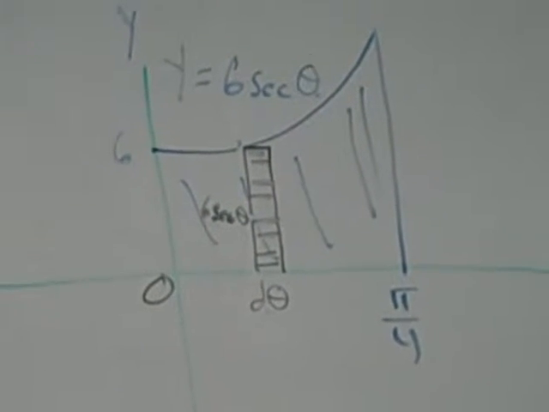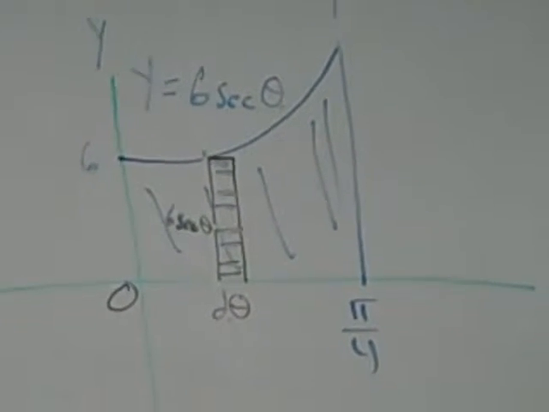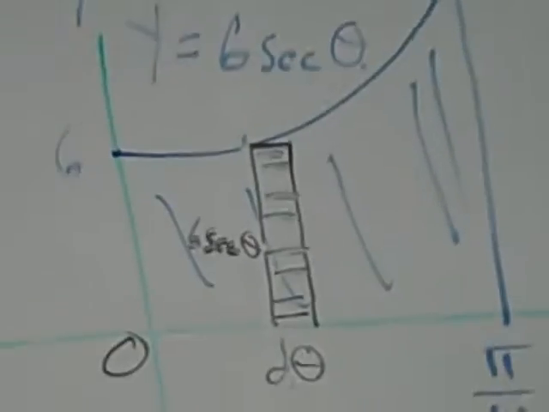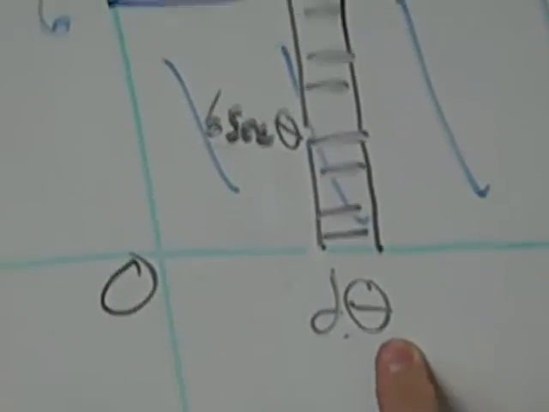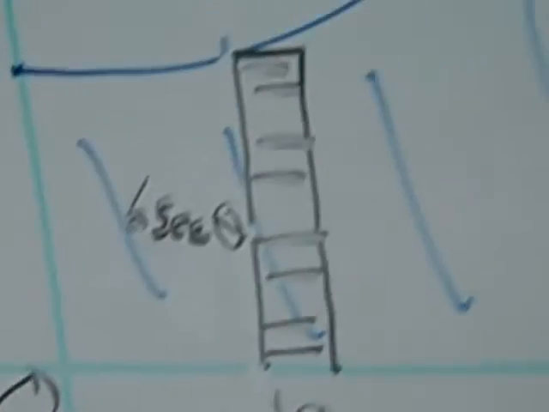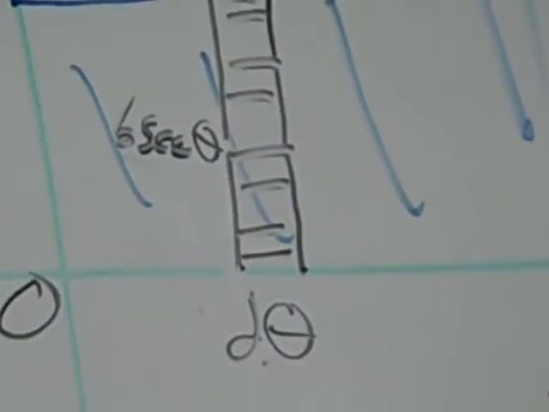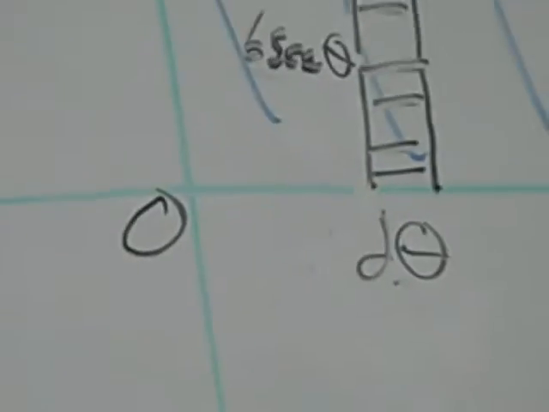Now, here's the deal. Notice that inside my region, my striped region, I've got a little thin black rectangle, infinitesimally thin, with thickness d theta, a very small thickness. And the height is 6 sec theta, or should I say approximately 6 sec theta.